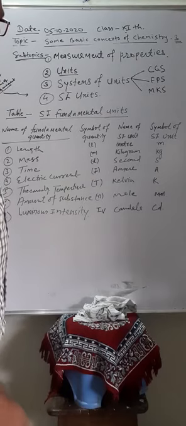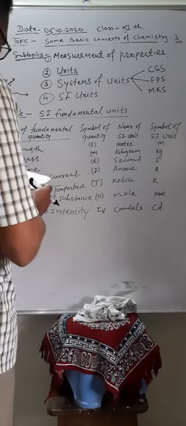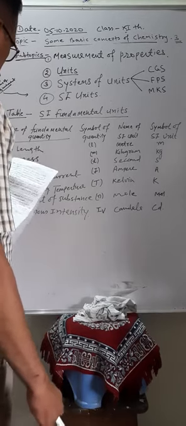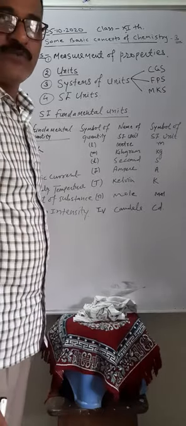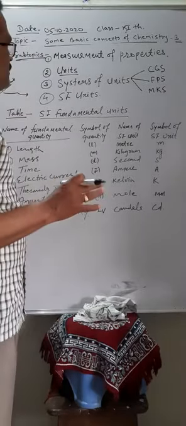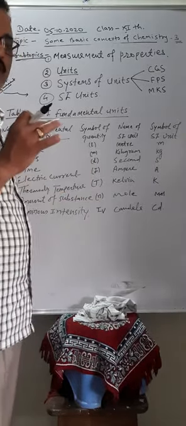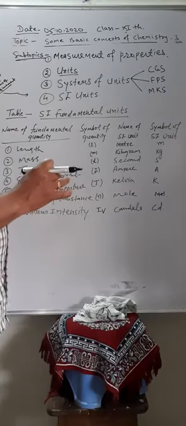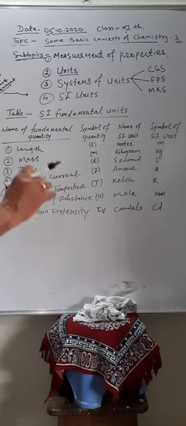So here, any quantitative measurement is expressed by a number followed by its unit. Or you can say that for the measurement of any property, any quantitative measurement is expressed by a number followed by its unit.